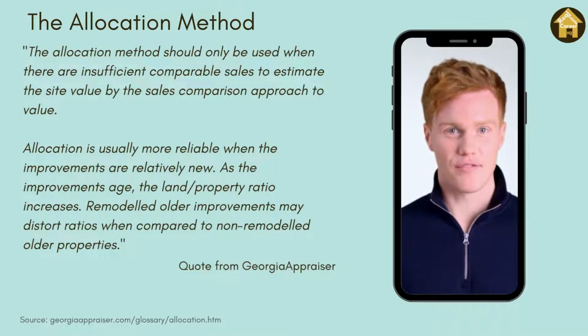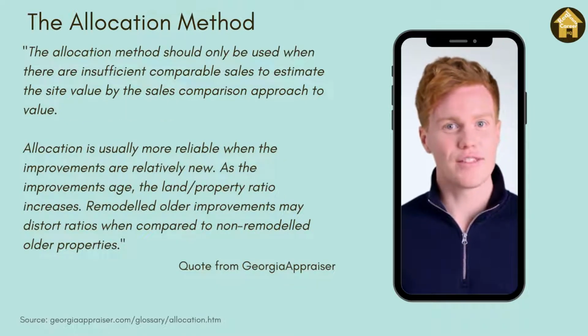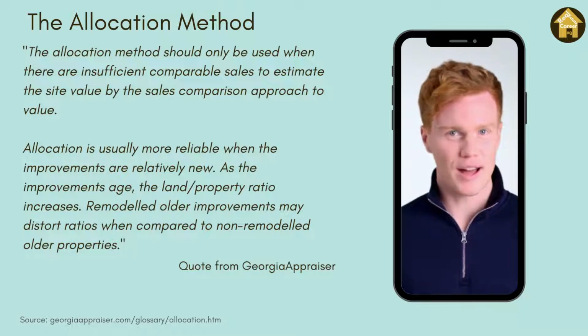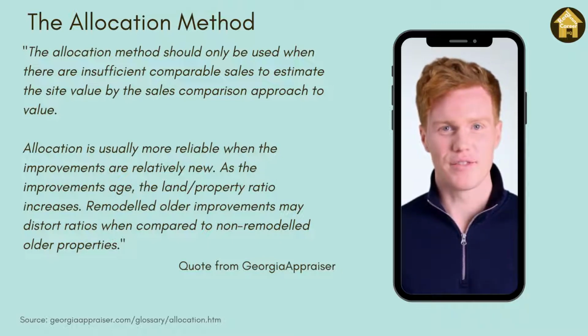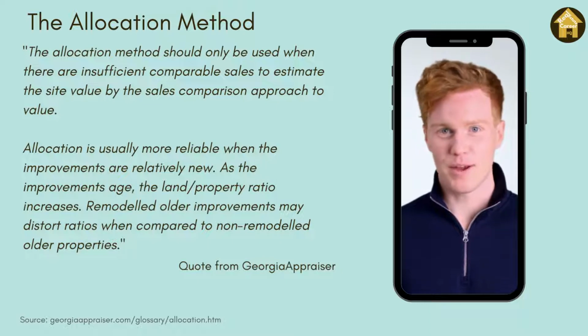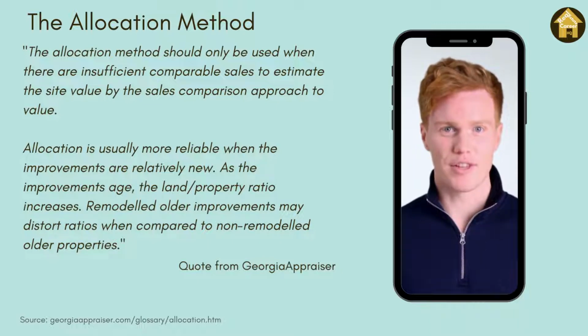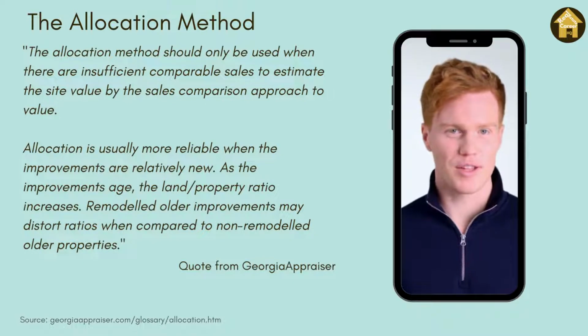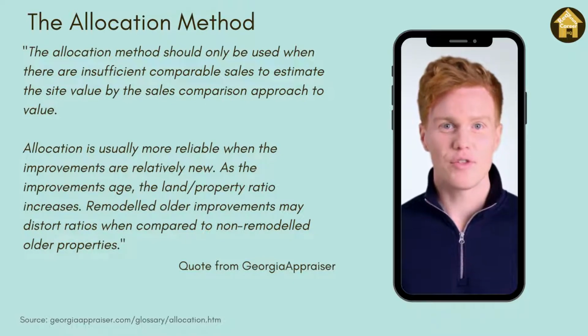The allocation method should only be used when there are insufficient comparable sales to estimate the site value by the sales comparison approach to value. Allocation is usually more reliable when the improvements are relatively new. As the improvements age, the land-to-property ratio increases. Remodeled older improvements may distort ratios when compared to non-remodeled older properties.